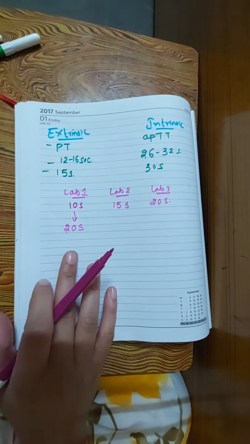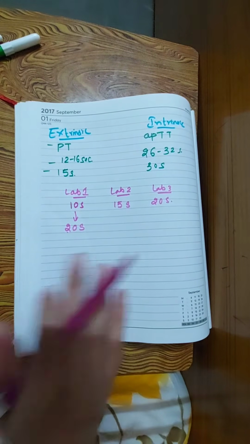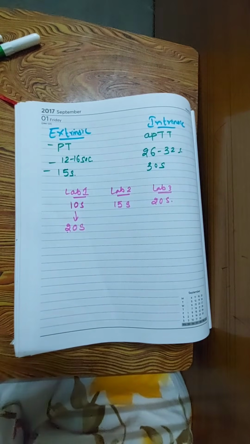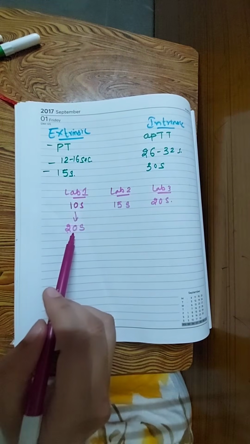So we will increase the dose of warfarin. If suppose the prothrombin time becomes very high, it means the dose is very high, so we will reduce the dose. And this is how we will monitor. Okay, in lab 1 we got 20 seconds.